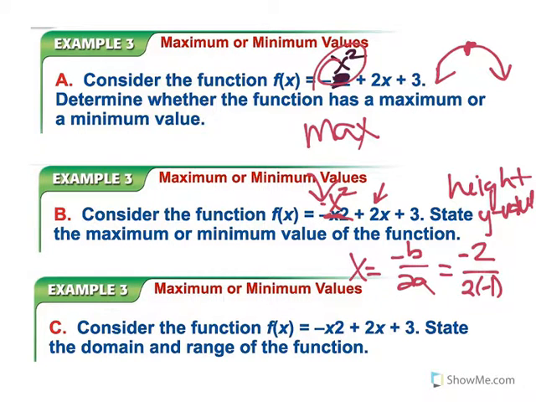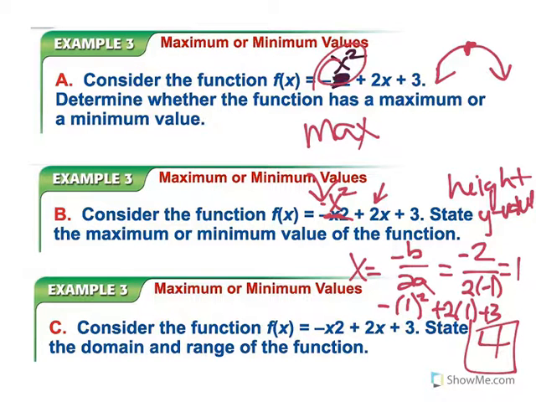So negative 2 over 2 times negative 1 is just 1. Plug that into our original equation, we get negative, parentheses, x squared plus 2 times 1 plus 3. And we get our answer of 4. That's our answer to B.